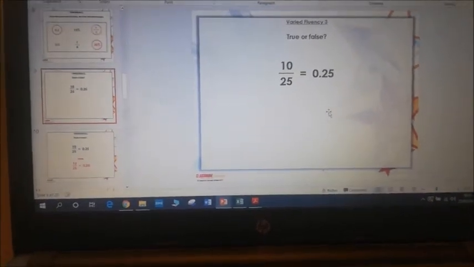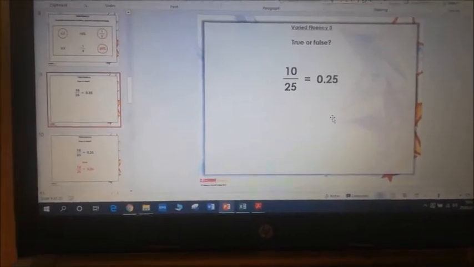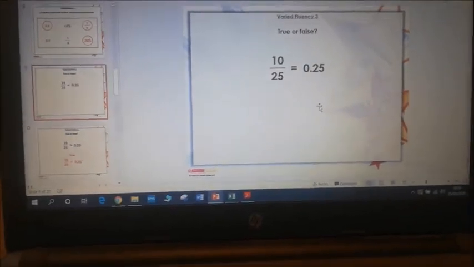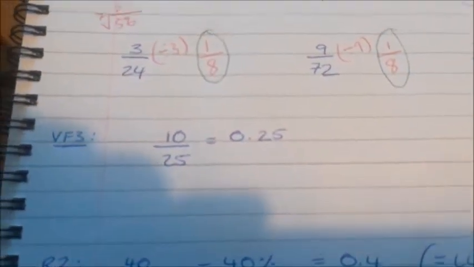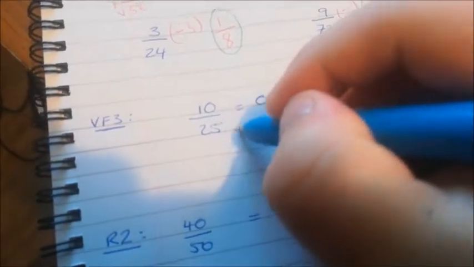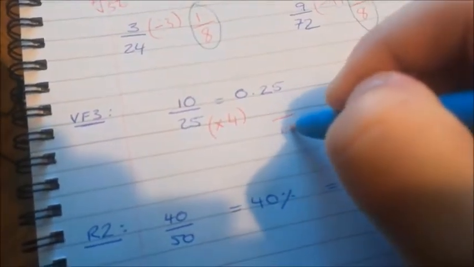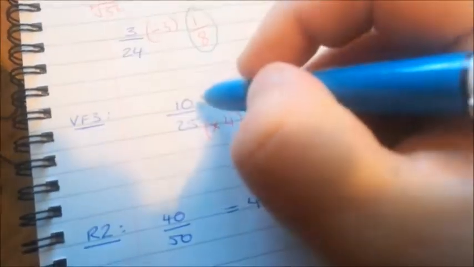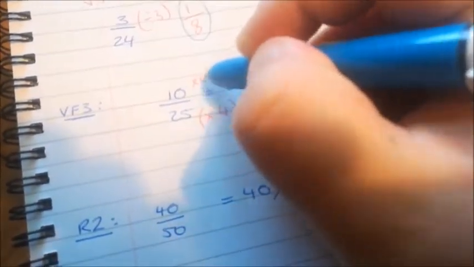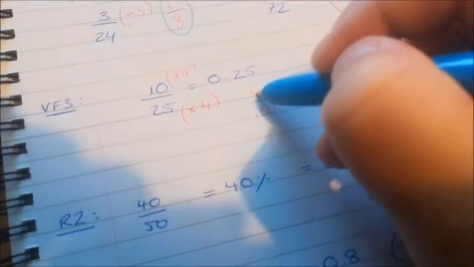Varied fluency 3 is the next one I want to have a look at. True or false? 10/25 is equal to 0.25. Now, I've written that down here. 10/25. First of all, we know we need to get this out of 100. So, 25 times 4 gives it out of 100. 10 times 4 is 40. Is 40 over 100 the equivalent to 0.25?